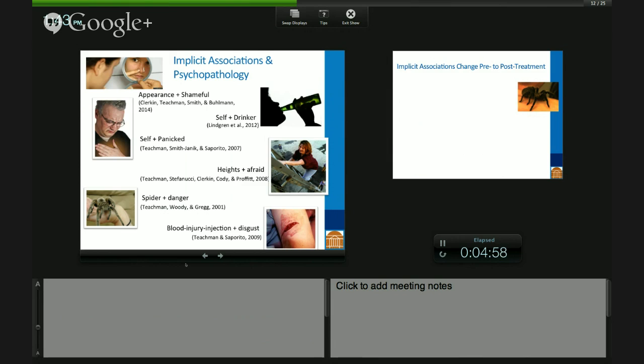People with height phobias associate heights with fear. People with spider phobia think spiders are dangerous. Blood injection fears, they have disgust associations. It's really quite widespread. We know, fortunately, given these strong ties to psychopathology, that these associations are malleable, however.